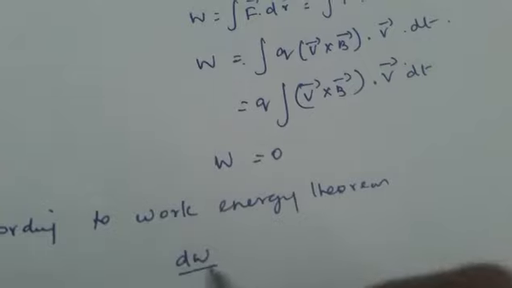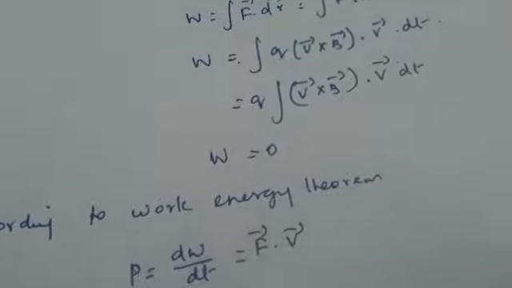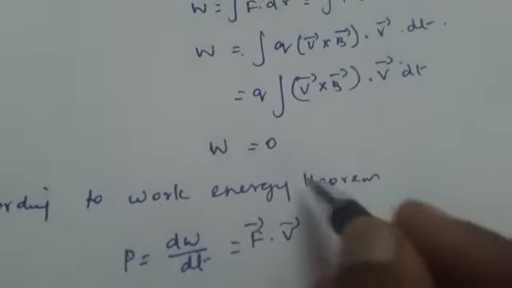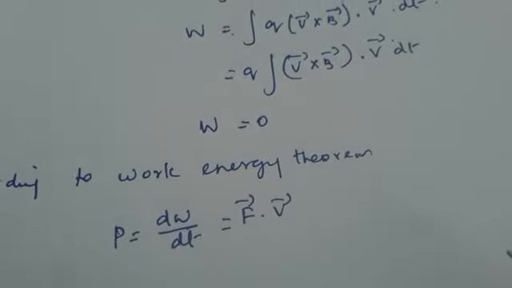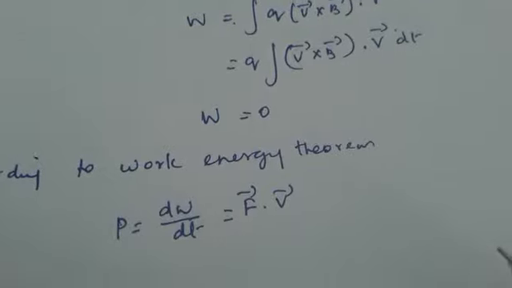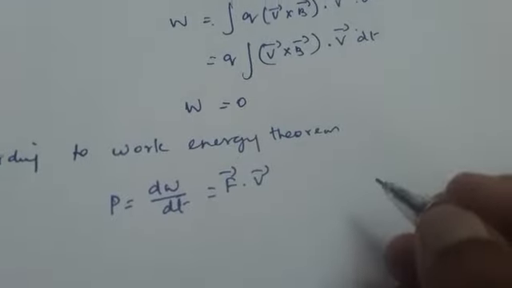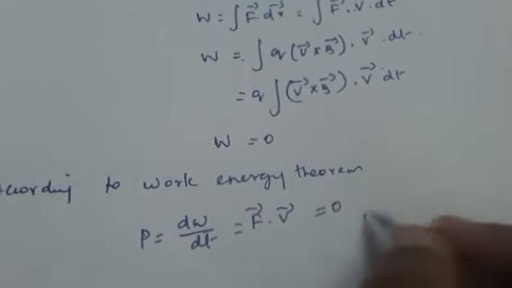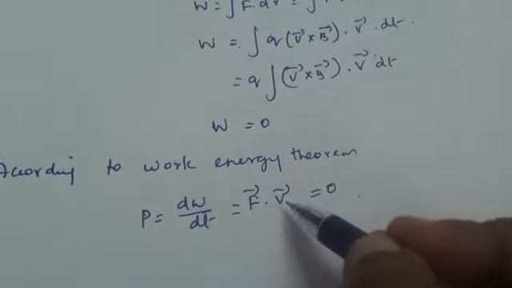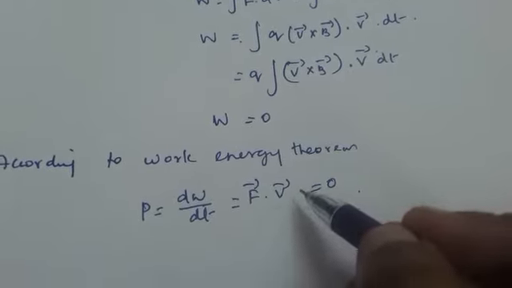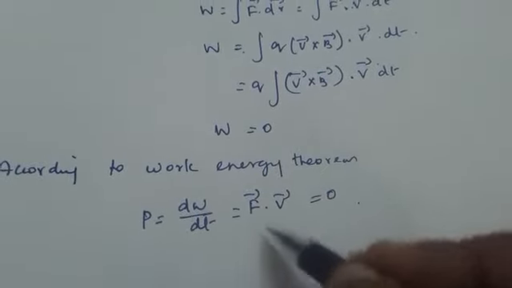Now, according to the work energy theorem, power is equal to dW by dt, which is equal to F vector dot v vector. Here F vector and v vector are perpendicular to each other. Therefore, F dot v will be equal to 0. When F dot v is 0, the angle between F and v will be 90 degrees. So we can now come to a conclusion: the angle between the Lorentz force and the velocity is 90 degrees.